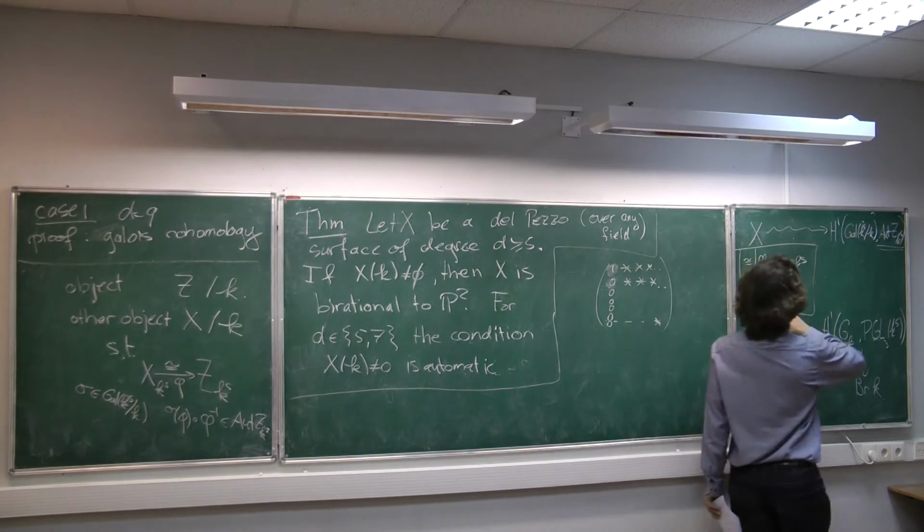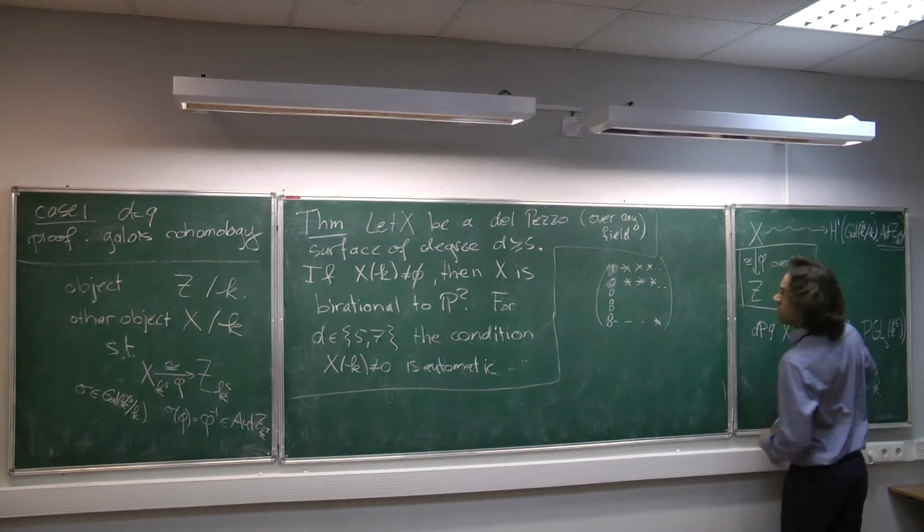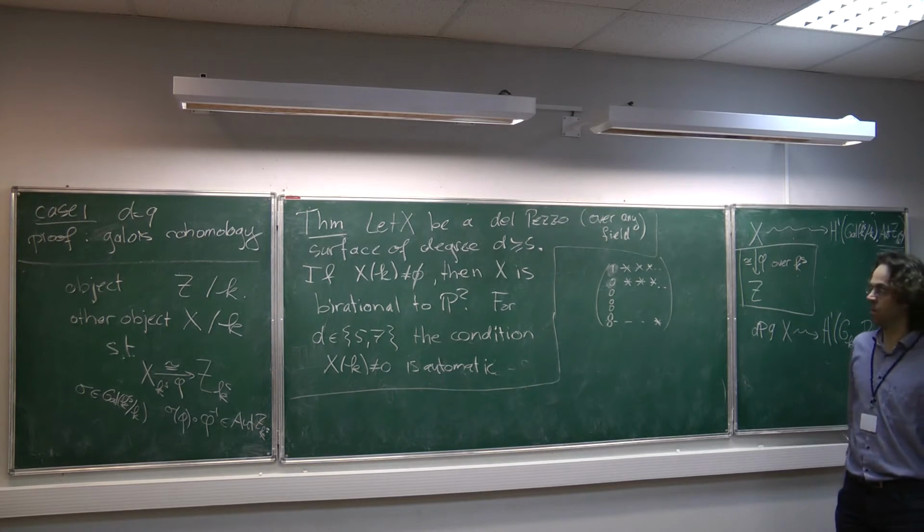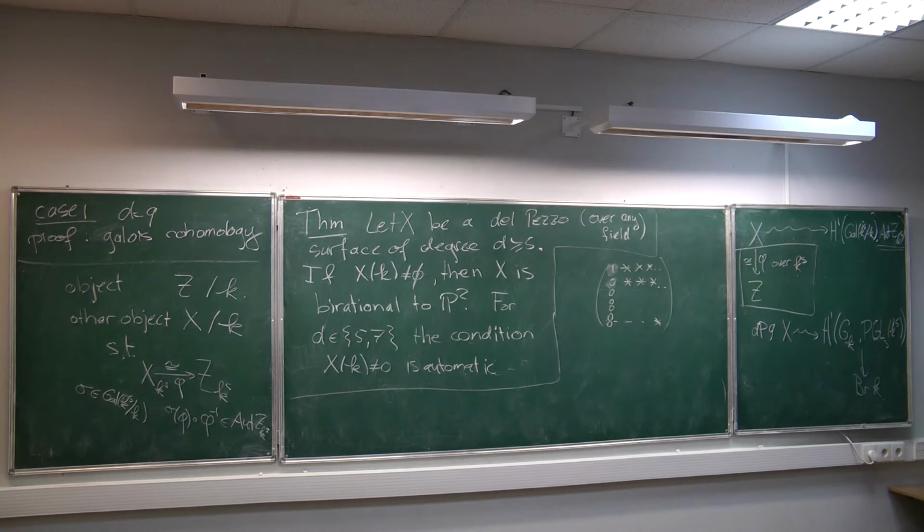Other than too many zeros for geometry? Yeah, it's because I said we might as well do it for Pn instead of P3. A very general statement. Yeah. So I switch from P3 to Pn.